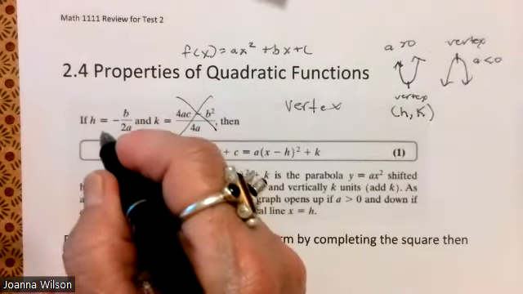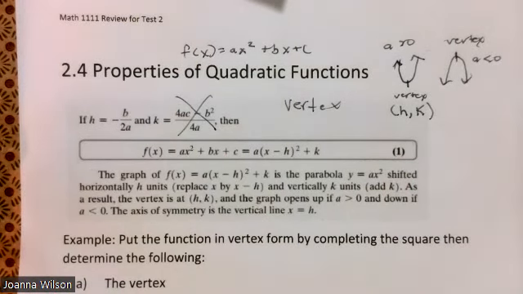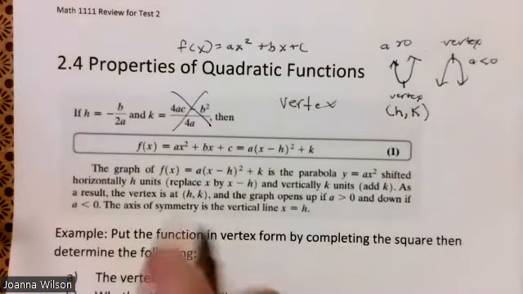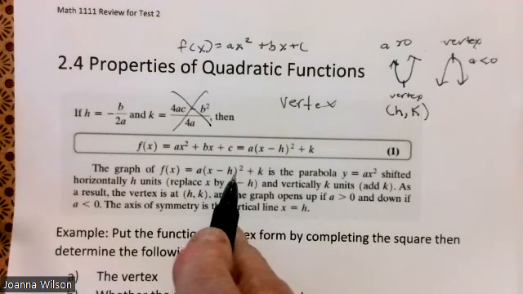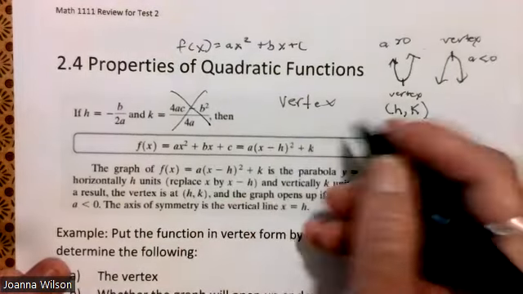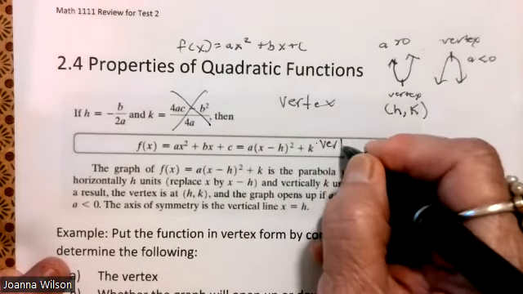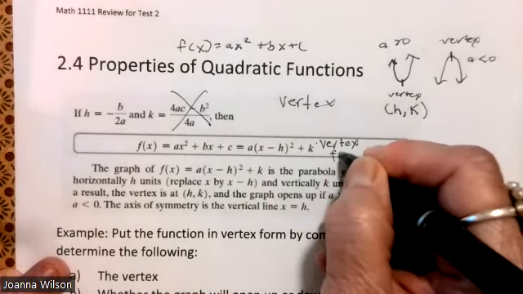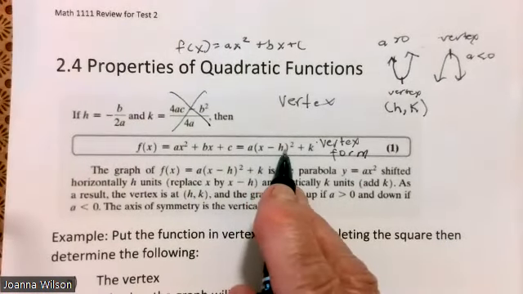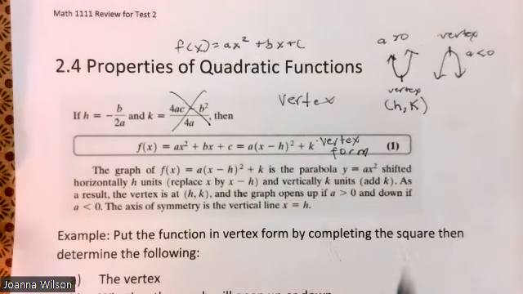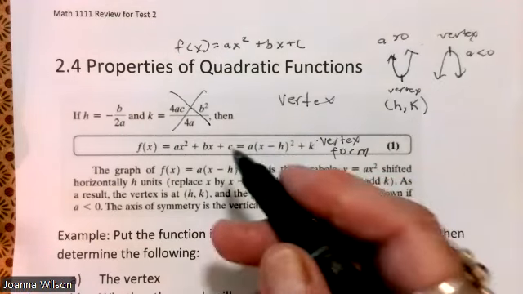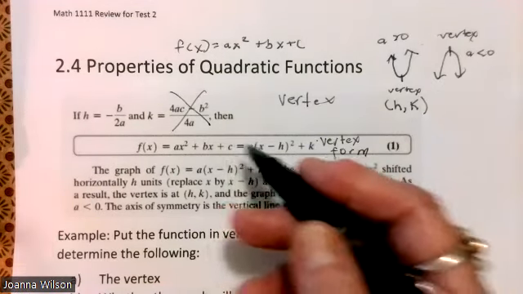Okay, so now what we're saying here is that the vertex is going to be the point (H, K). And the way you get H, well, there's two ways to do it, and I'm going to ask you to do it really both ways. One way is to put it into what we call vertex form. This right here is called vertex form. And if you've got it in this form, then whatever's behind the minus sign is the H, and whatever's out here is the K. But you have to put it into this form by completing the square, and I'll show you how to do that. And I do want you to know how to do that.